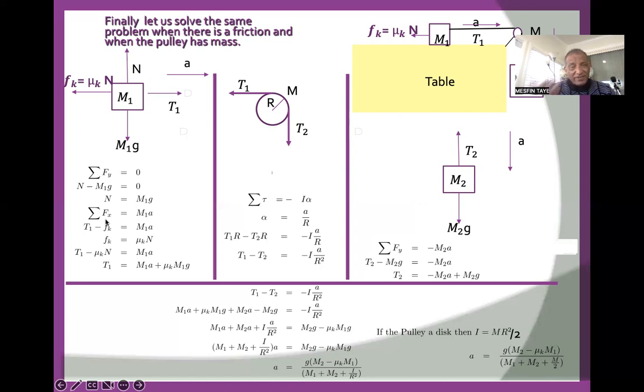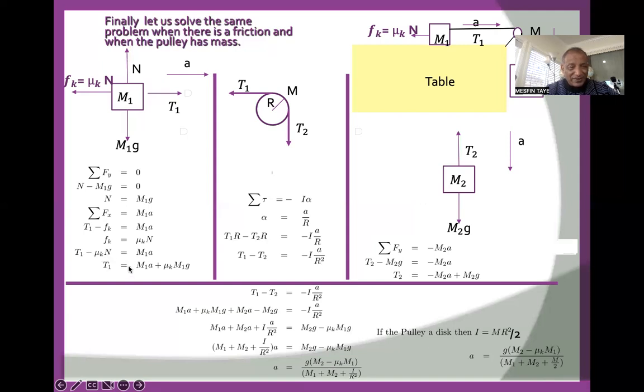How many forces are there in the x direction? One is tension. The other one is mu k times the normal force. So tension minus Fk, the force of friction, is equal to M1A. Fk is mu k times the normal force, and the normal force is M1G. You can plug it in here. So T1 minus mu k N is equal to M1A.